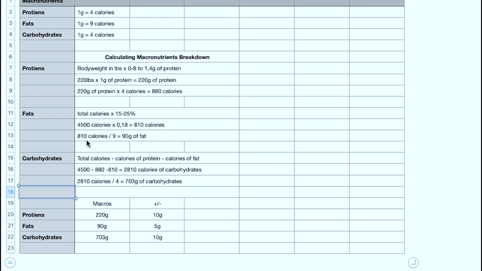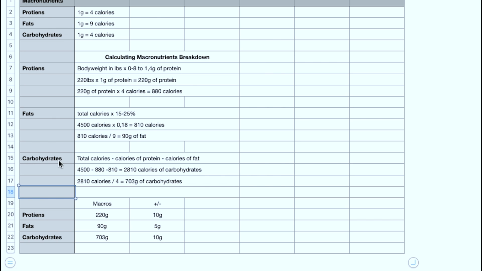I'm then going to take those 810 calories divided by 9, because as I mentioned, there are 9 calories in 1 gram of fat, and that's going to give me 90 grams of fat. So that's how much fat I need to be eating each day. Your fats are mainly going to control your hormonal balances and your hormonal responses. Then we're going to move on to our carbohydrates.